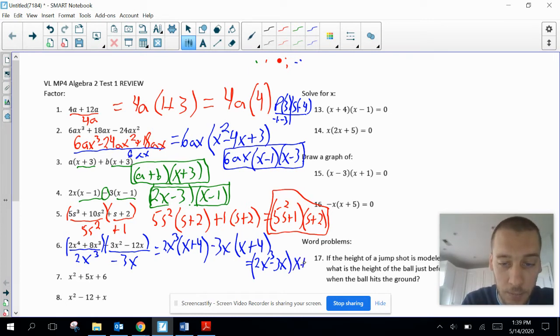So you should always get something that matches. If you're doing this grouping, they should always have this matching x plus 4 or this matching s plus 2. That's how the grouping is going to work.